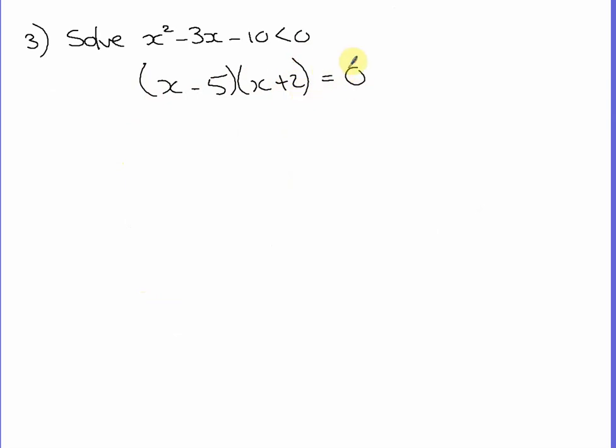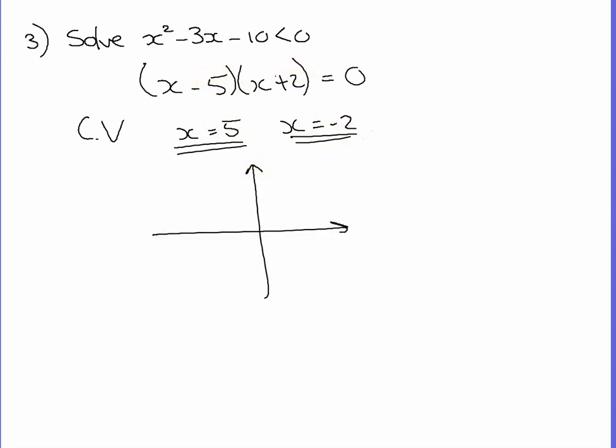Change it to equals. Find my critical values, so x is 5 and x is minus 2, because I've solved the quadratic, I've solved the multiplication problem, made them both 0. Make a sketch. One's negative, one's positive. I'll try and make it roughly resemble what it should look like. I'm not paying attention to the minus 10, but if I wanted to put it on, I could put minus 10 in here.